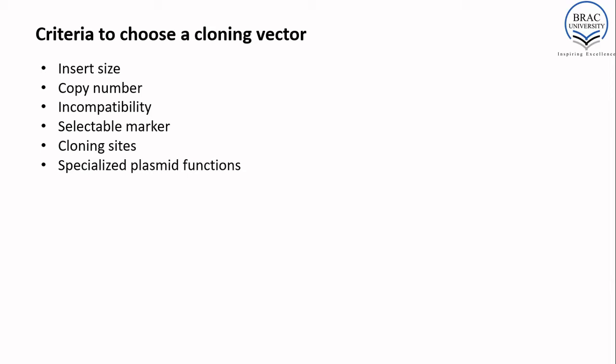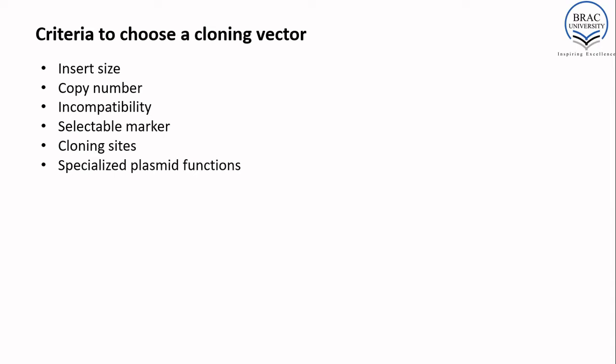Copy number, the next factor, is how many copies you want at the end of the transformation. Do you need a lot of copies to be present in your transformant, or is a low copy number fine? In that case, we need to select a specific vector and a specific host cell, that is bacteria.